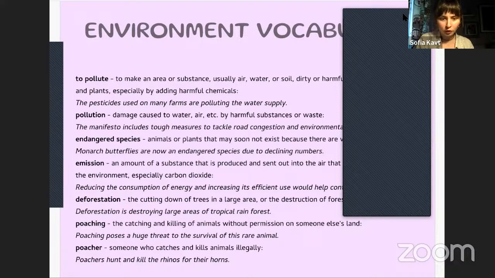The next two terms are interconnected. They are poaching and a poacher. So it's a very unfortunate phenomenon. Poaching means catching and killing animals illegally. And a poacher is an individual who catches and kills animals illegally.